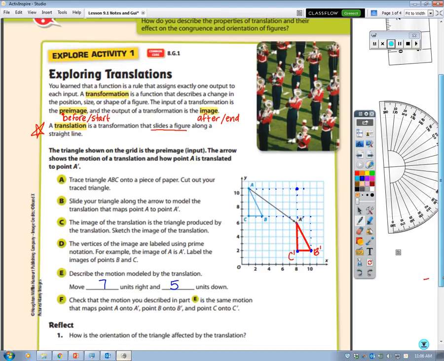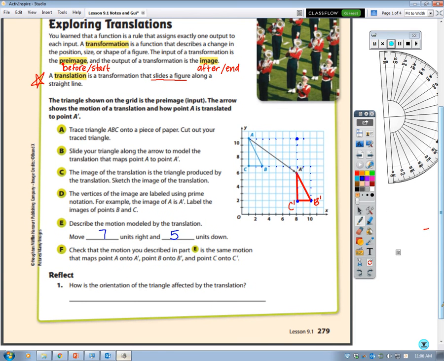Now we're going to take a little reflection here, and think: is the orientation of the triangle affected by translation? Orientation, if you don't remember, is the direction. A way to remember orientation is up, down, left, right. Did it spin? Did it change? Or using a compass, north, east, south, west. Is the north still north? Is the south still south? Is the east still east? Is the west still west? Is my A still the top? Is my B still on the right and down? And is my C still on the left and down? Yes, the orientation did not change. So with translations, orientation does not change. It is not affected.